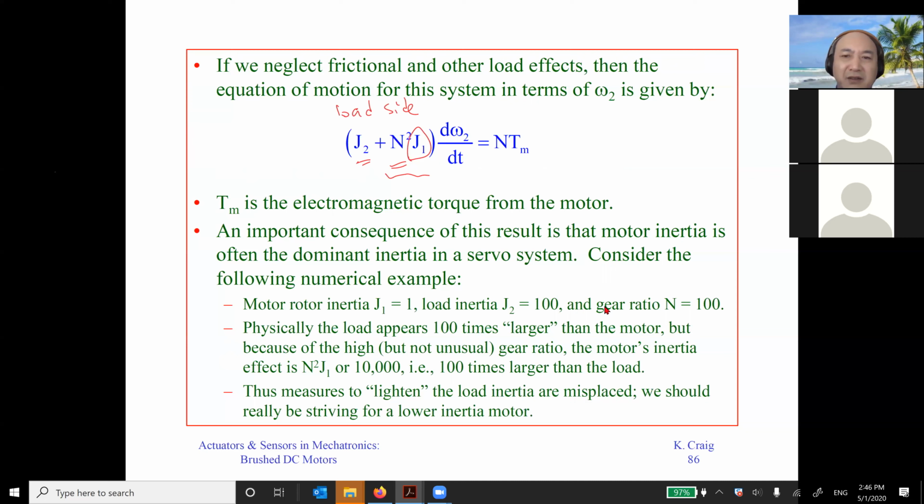On the other hand, the motor inertia, J1, is often the dominant inertia in the servo system. So you can see some examples. You amplify it by N squared.